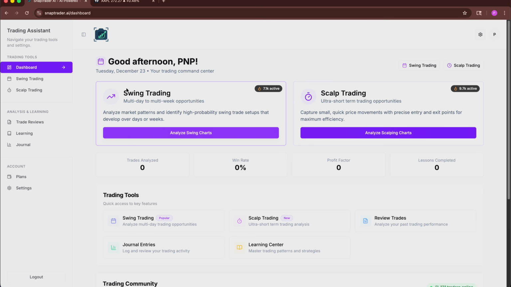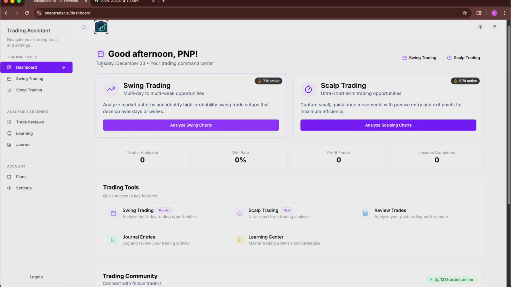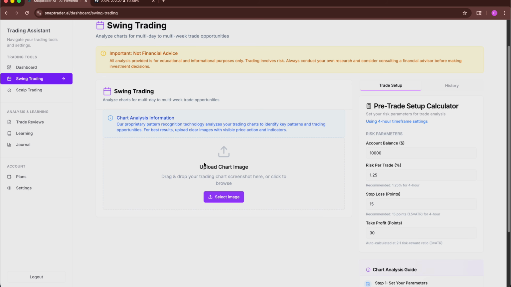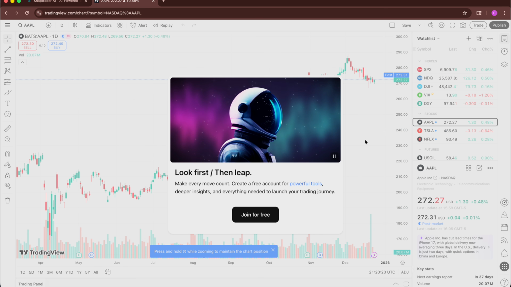Let's dive right in. So first, you could see right away it gives you a good afternoon message, and you could analyze swing charts and analyze scalping charts. So let's look at the swing charts. It wants you to upload a chart image. So let's go to TradingView and take a little screenshot and upload.